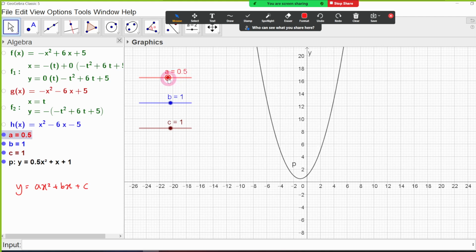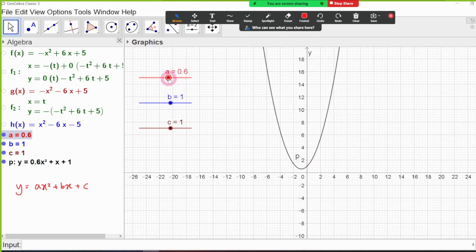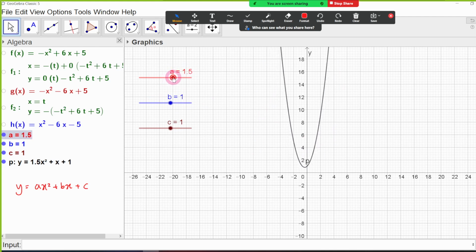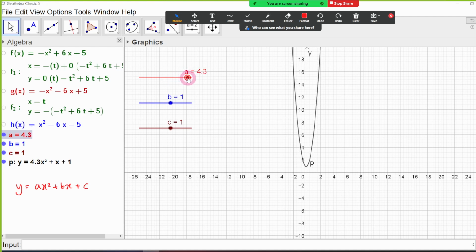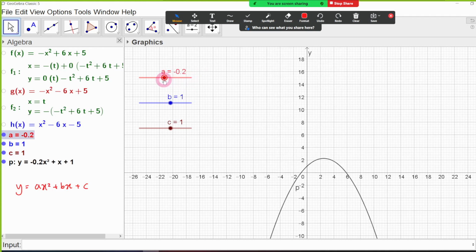Now we just focus on the graph which is concave up. You will notice that when the value becomes larger and larger, the graph actually becomes narrower and narrower, right? Now when the value of a here becomes smaller, it becomes wider. Okay, same thing for negative.